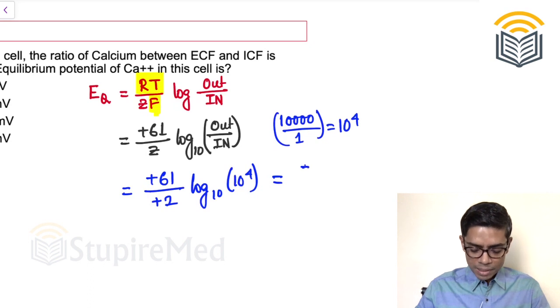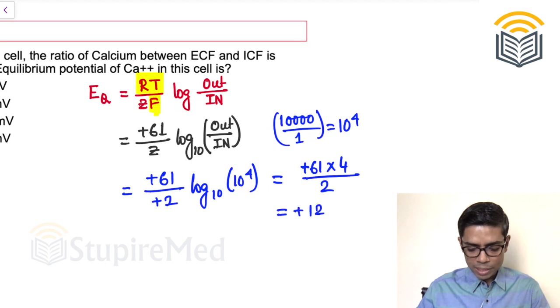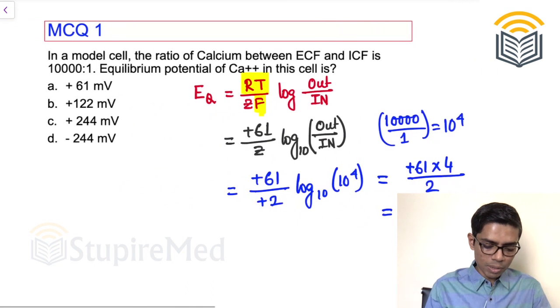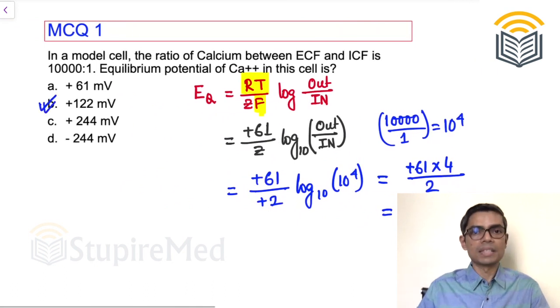So plus 61 multiplied by 4 upon 2. This is nothing but plus 122 millivolt. So the answer to the first question, what is the equilibrium potential of calcium in this cell, is plus 122 millivolt.